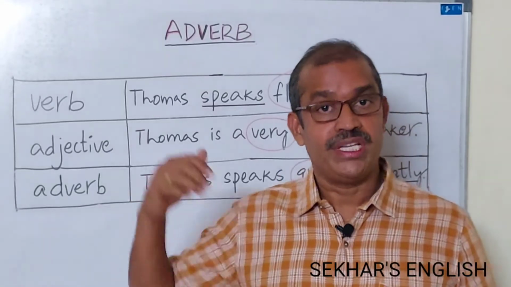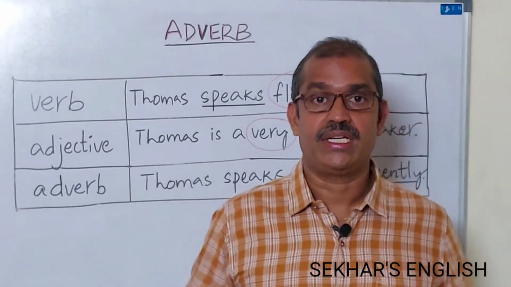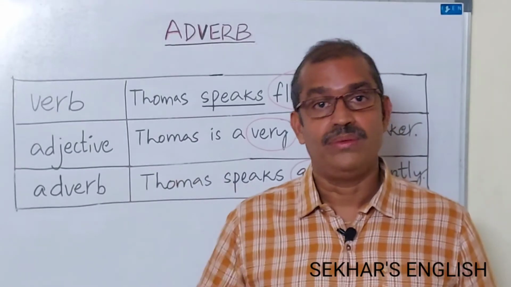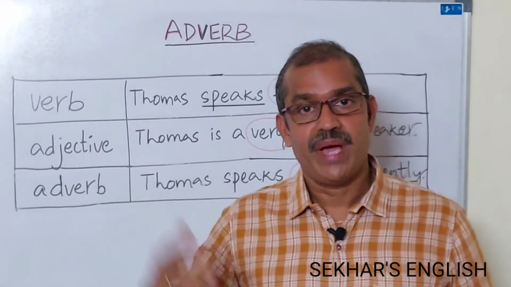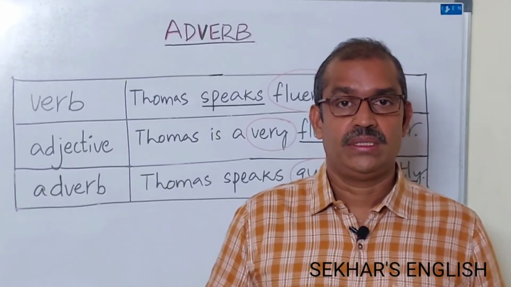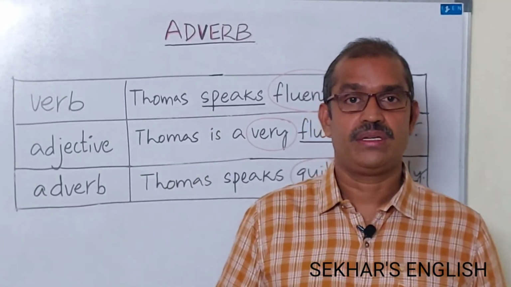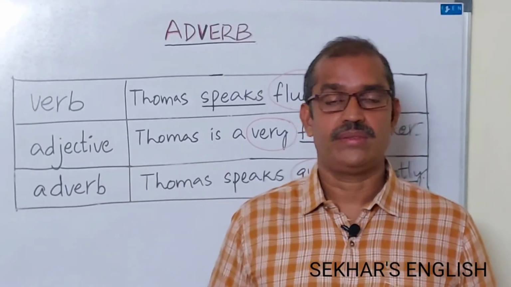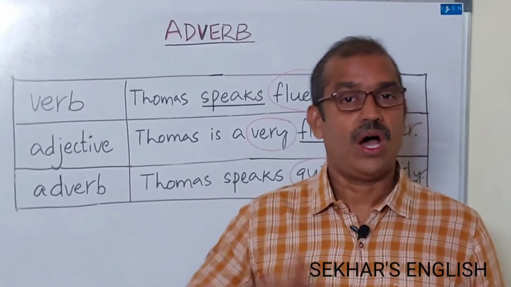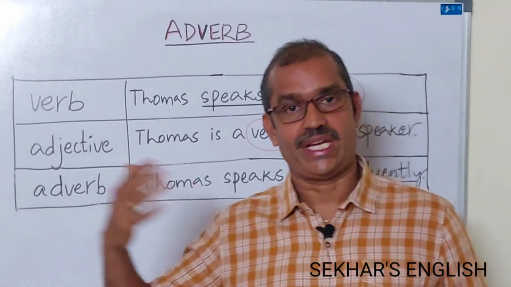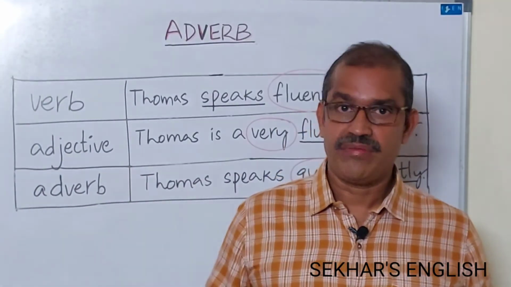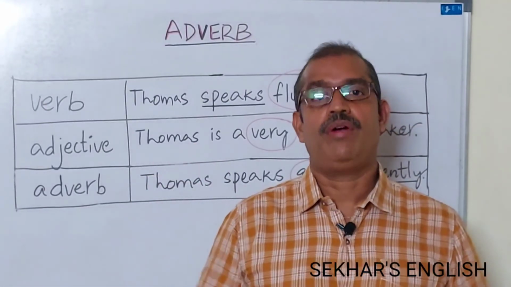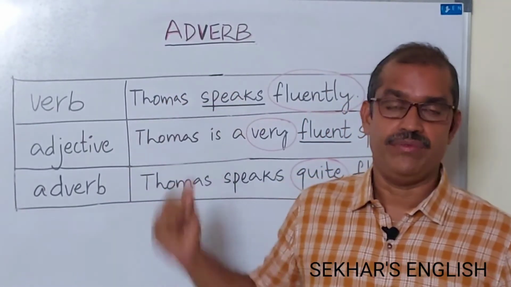Okay friends, according to these three statements, we can understand one thing, that an adverb tells us how, in what manner, how much, in what level, in what degree, in what amount, and how far, to what extent. Okay friends, I'm very sure that you have got some understanding on an adverb.